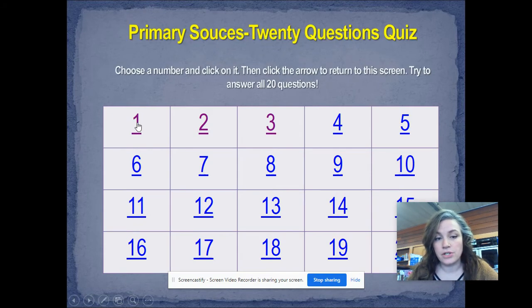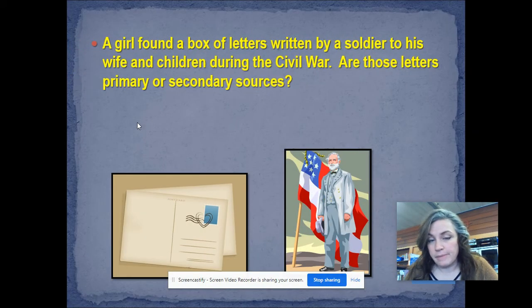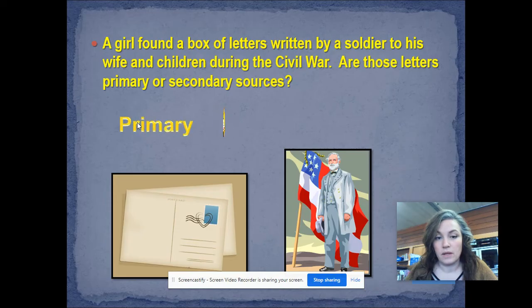So our first question says, a girl found a box of letters written by a soldier to his wife and children during the Civil War. Are those letters primary or secondary sources? And the correct answer for this one is primary because those letters were written during the Civil War and they would give us a lot of great insight as to what was going on, what that soldier was experiencing, what was happening in the war.